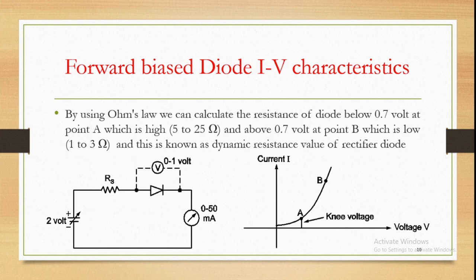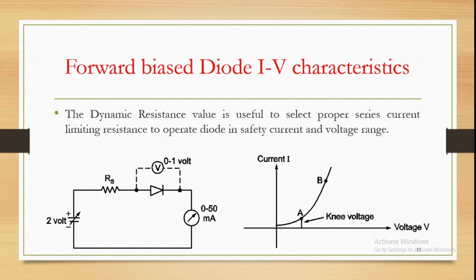By using Ohm's law, we can calculate the resistance of a diode below 0.7 volt at point A, which is high, 5 to 25 ohms, and above 0.7 volt at point B, which is low, 1 to 3 ohms. This is known as the dynamic resistance, or we can say the value of a rectifier diode. This resistance is very small, so we can say this diode can act as an open closed switch when we are operating the diode as a switch. The dynamic resistance value is useful to select the proper series current limiting resistance to operate the diode in a safe current and voltage range.